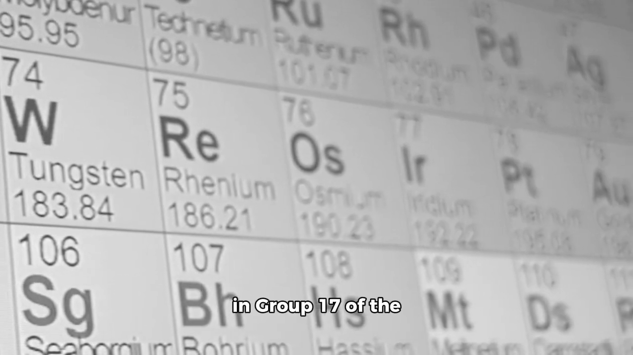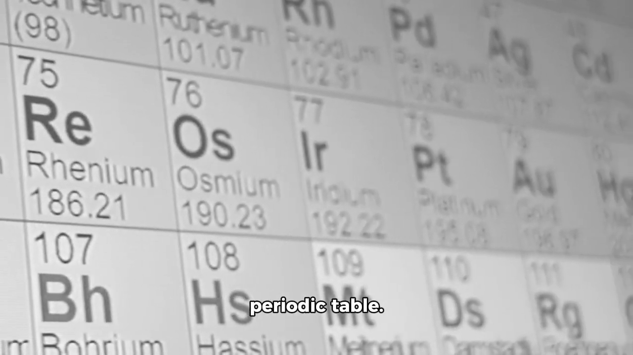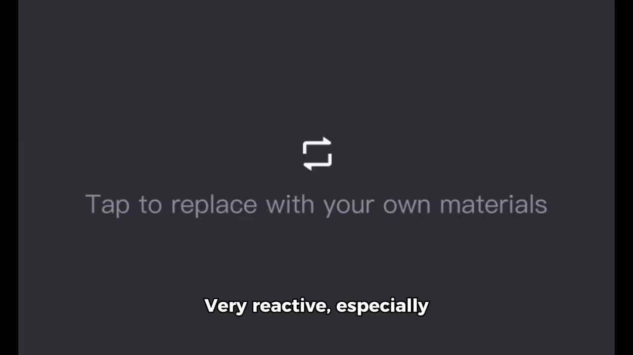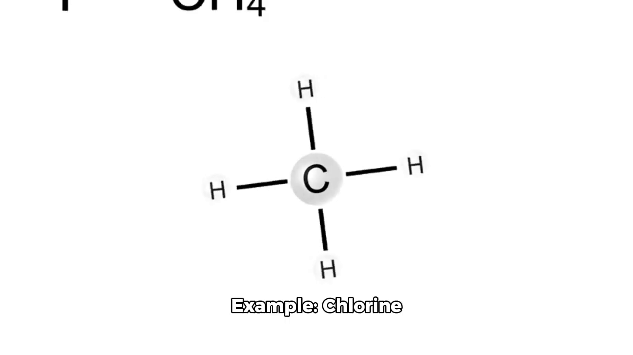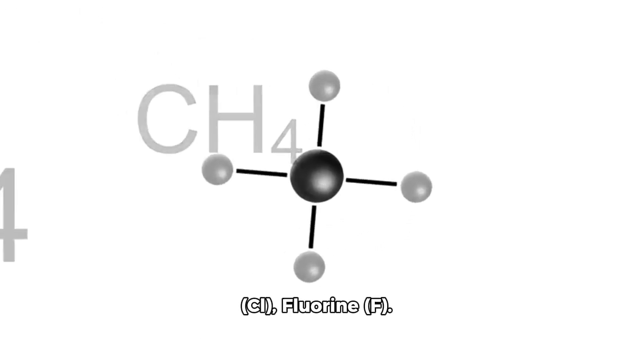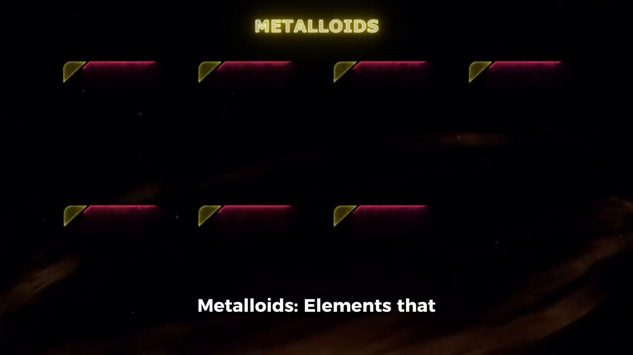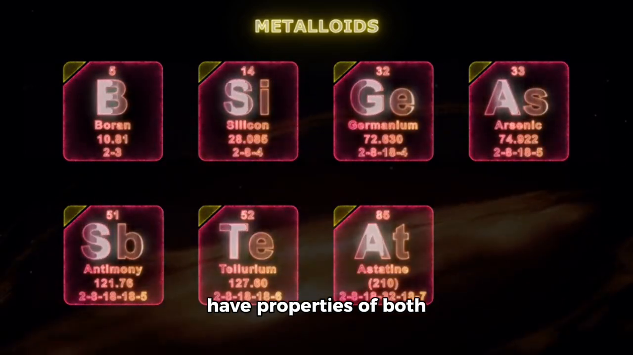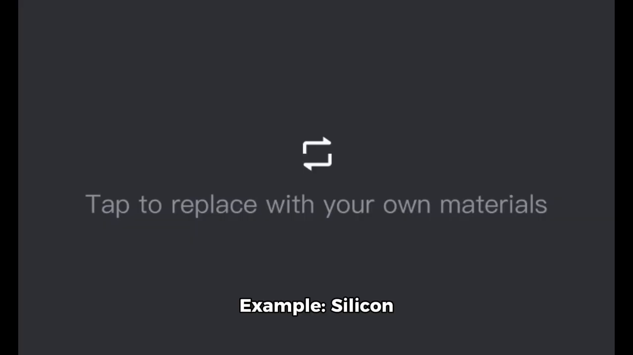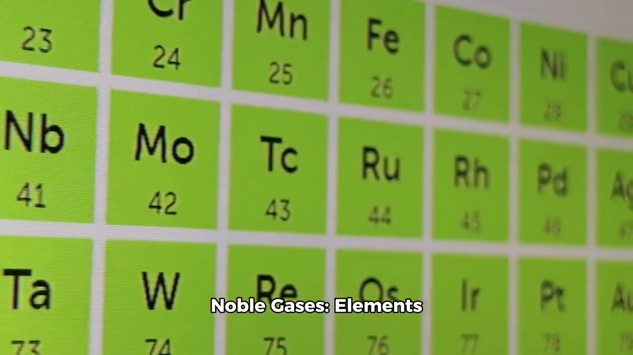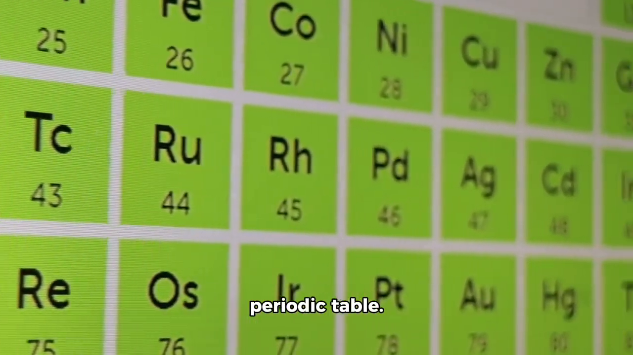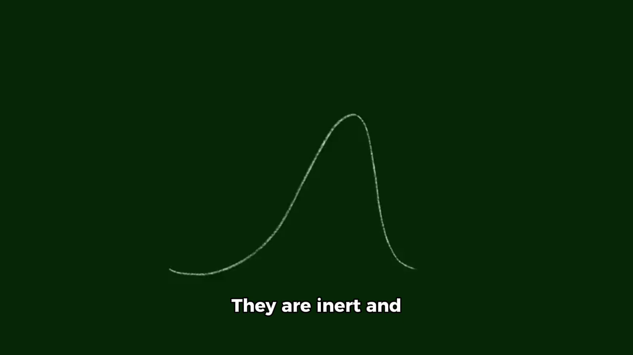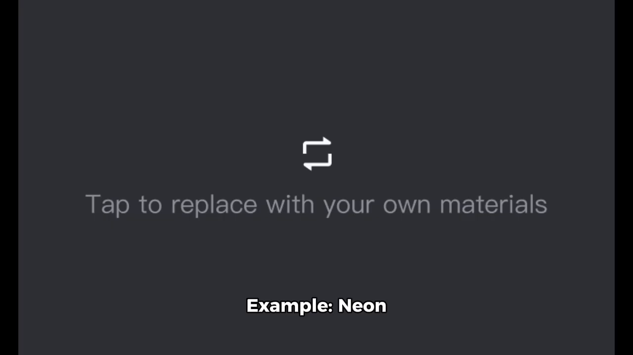Halogens: elements in group 17 of the periodic table. Very reactive, especially with alkali metals. Example: chlorine Cl, fluorine F. Metalloids: elements that have properties of both metals and non-metals. Example: silicon Si, boron B. Noble gases: elements in group 18 of the periodic table. They are inert and non-reactive. Example: neon Ne, argon Ar.